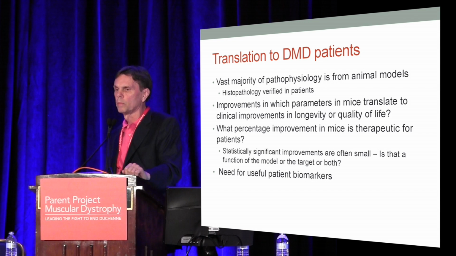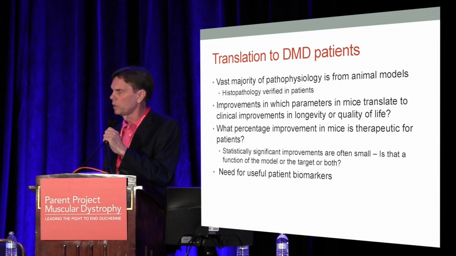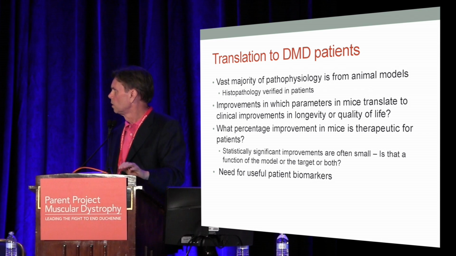Now, translation in DMD patients is particularly difficult because all that we know about the pathophysiology is really based on what we know in animal models. And most of the human data comes from the histopathology, which correlates to a large degree, but not totally, as I'll point out, with what we see in the animals. And so we're extrapolating quite a bit.